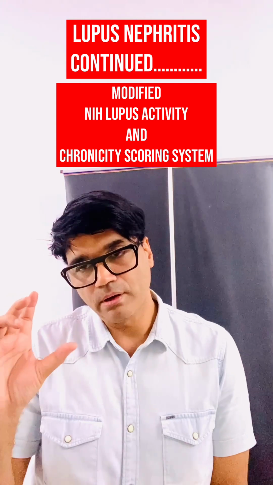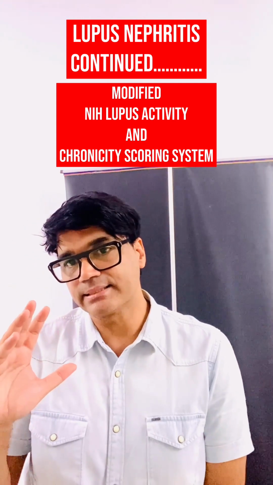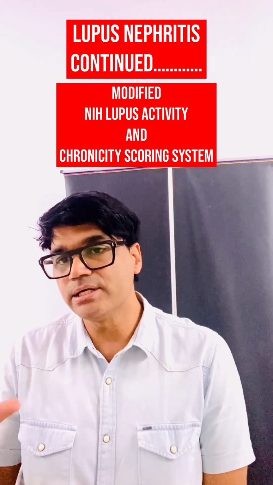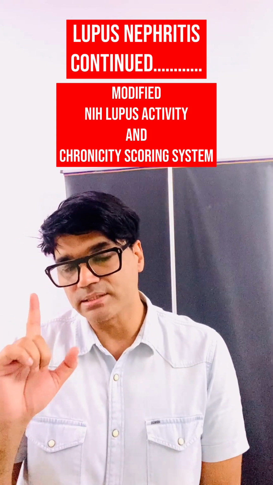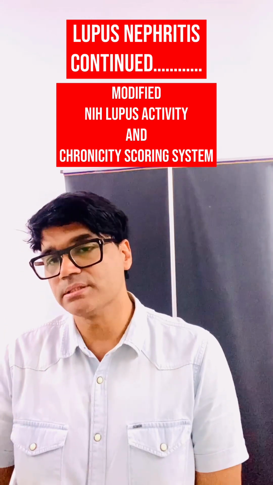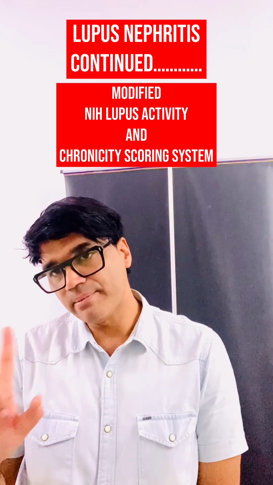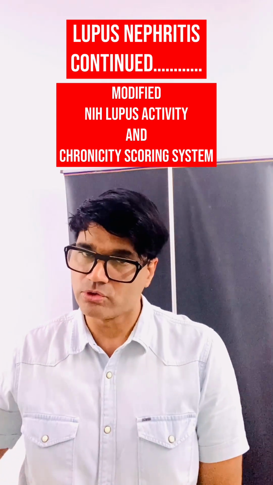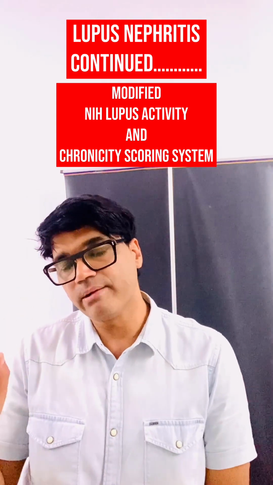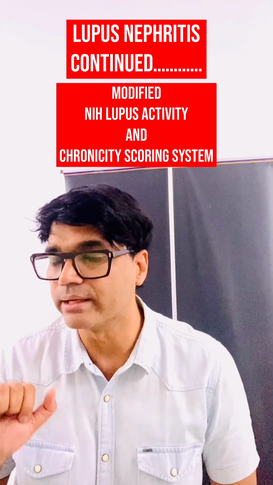Now we come to the chronicity index. If we talk about the chronicity index, the scoring system will be 0 to 12. Number one, if there is glomerulosclerosis, the score will be 0 to 3. If there is a fibrous crescent, the score will be 0 to 3. If there is tubular atrophy, the score will be 0 to 3. If there is interstitial fibrosis, the score will be 0 to 3.